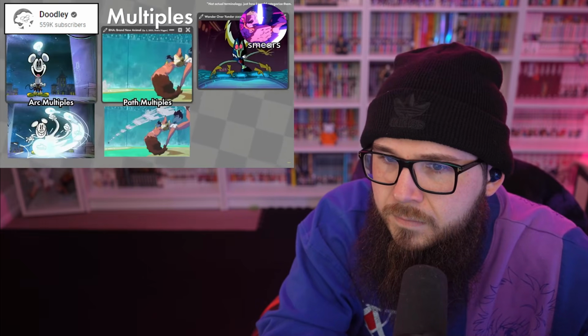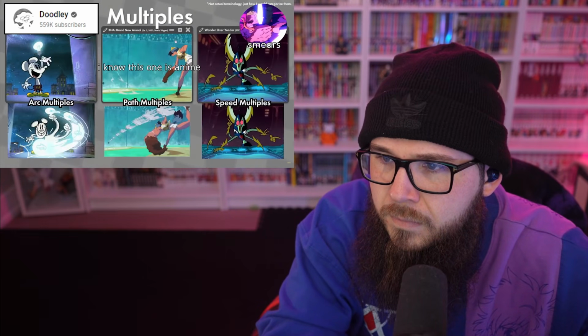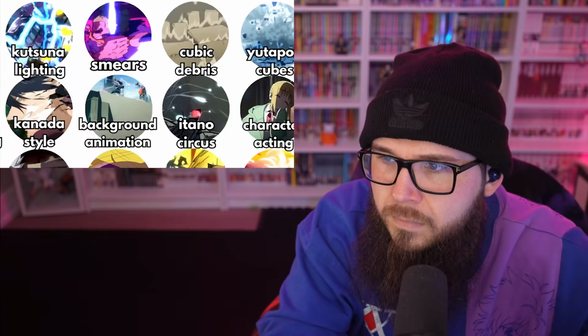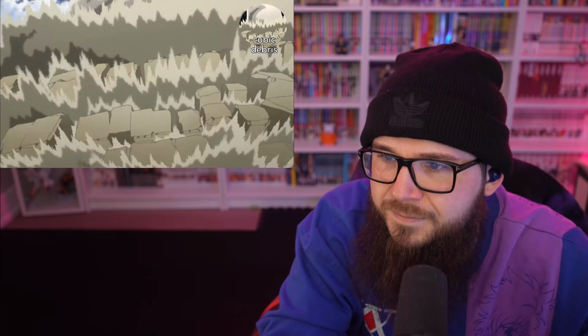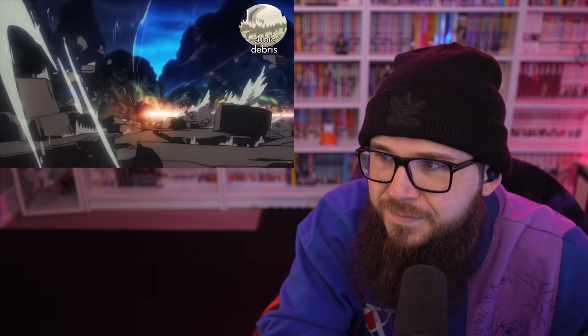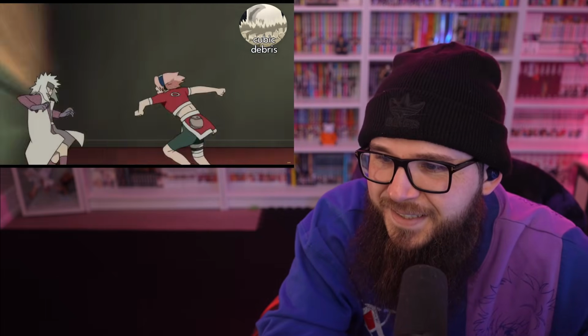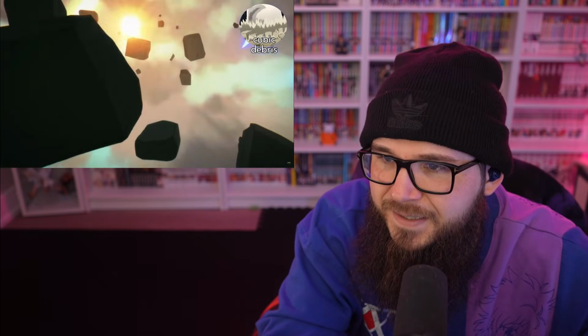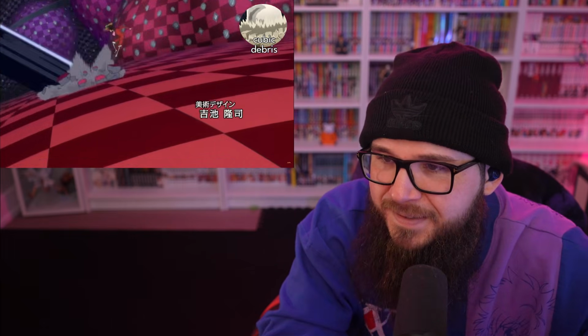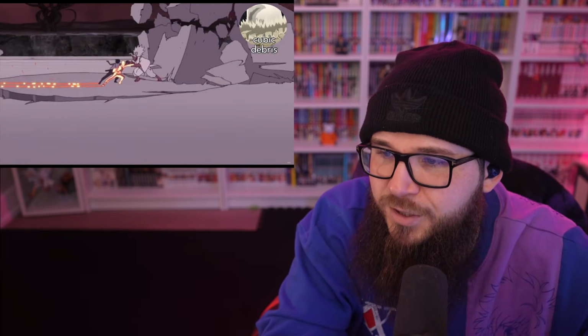In more Western shows and cartoons, they use after images for smears. Cubic debris is, as the name says, when debris are cubes. It's a stylistic choice just for visual pleasure, and maybe that's just how the animator likes to draw debris. Of course, this is a more unrealistic way of drawing debris, but who really cares? It looks cool.